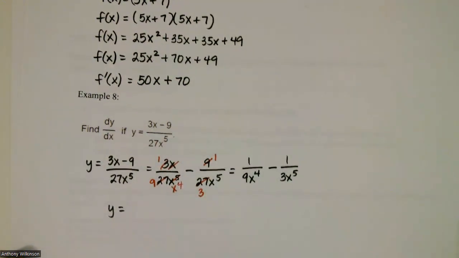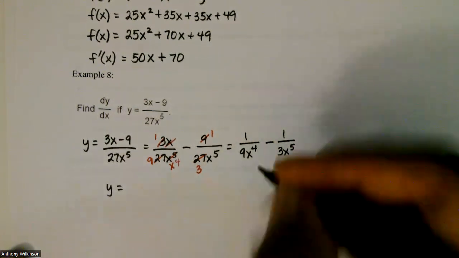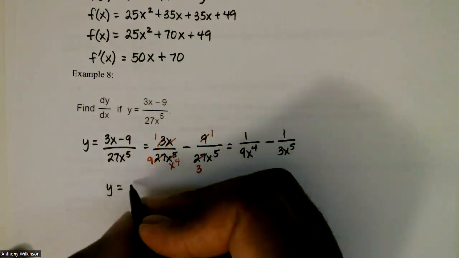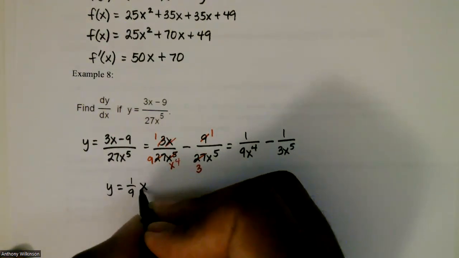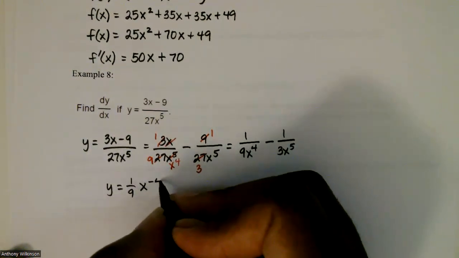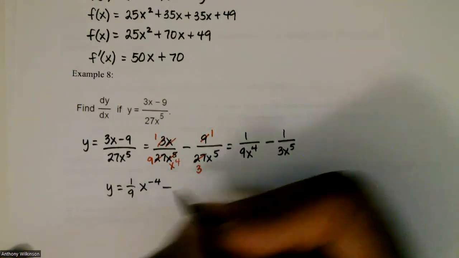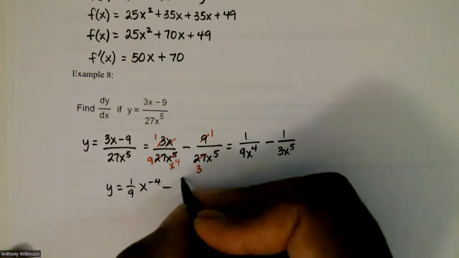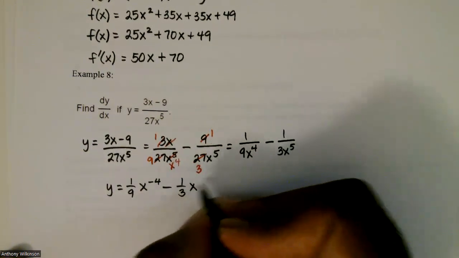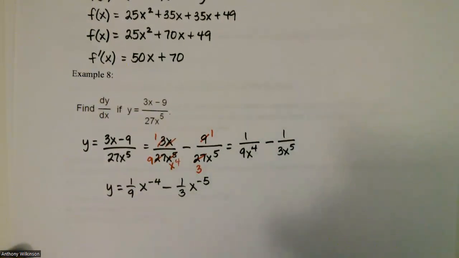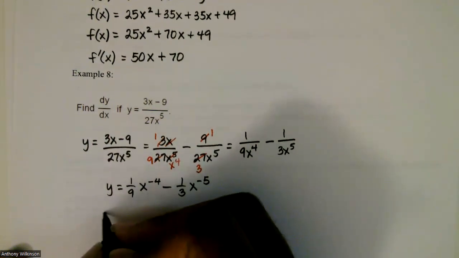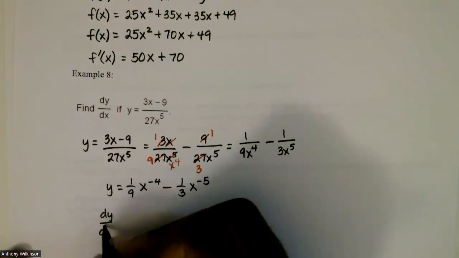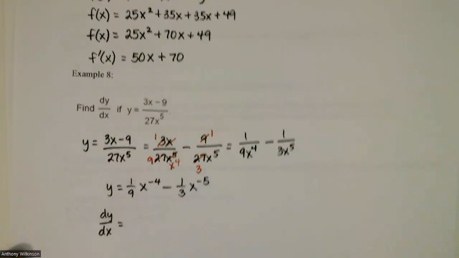And then using negative exponents here, this will be 1 over 9. And if I pull the x out of the denominator, it will become a negative 4 minus, I have 1/3. If I pull the x to the 5th out, it will be x to the negative 5th. Okay, so I'm writing this using negative exponents because I'm going to apply the power rule for each one of these to come up with dy dx.